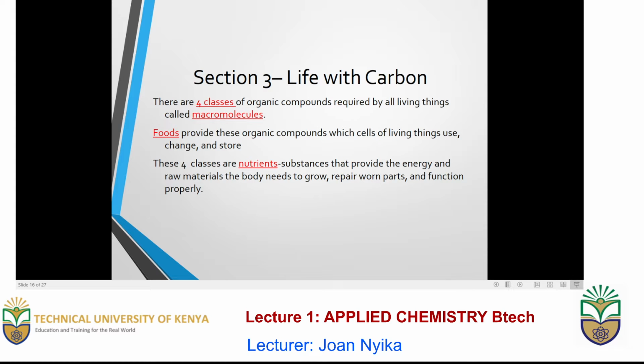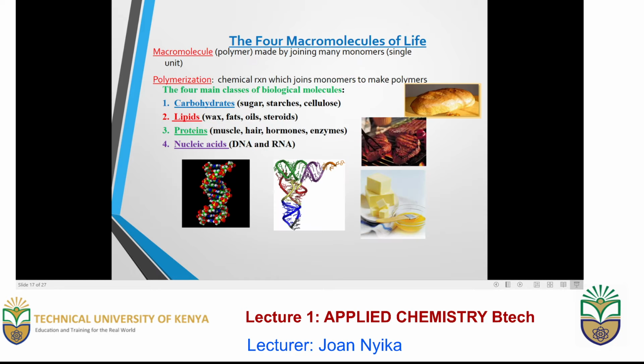There are 4 classes of nutrients. They provide us with energy, raw materials for the body to grow, repair its worn out parts, and function properly. And they are part of what we are calling organic compounds since they are made up of carbon, which is combined with other elements. The macromolecules include carbohydrates, lipids, proteins, and nucleic acid.